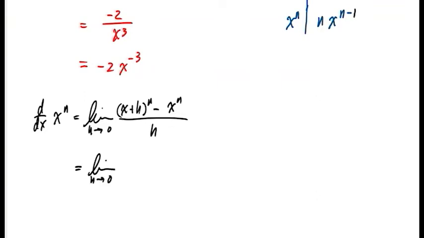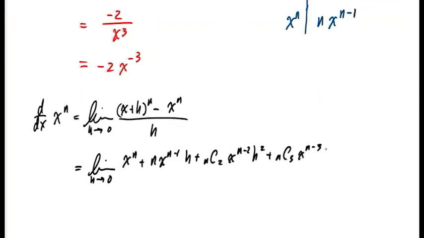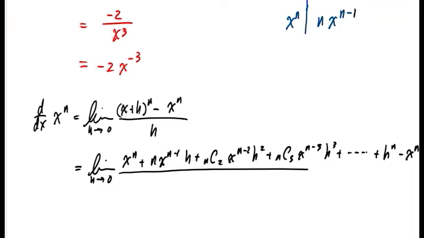Then, do you know how to expand a binomial? Pascal's triangle, binomial theorem. It goes like this. And then it's the combination of n choose 2. And then the combination n choose 3. And then we'll go dot, dot, dot. And then h to the nth power. And then finally minus x to the n, last step. You with me?